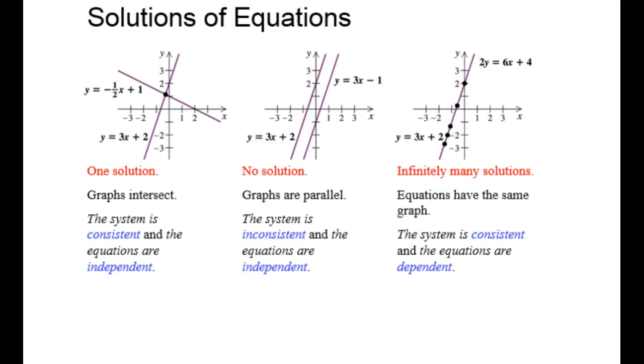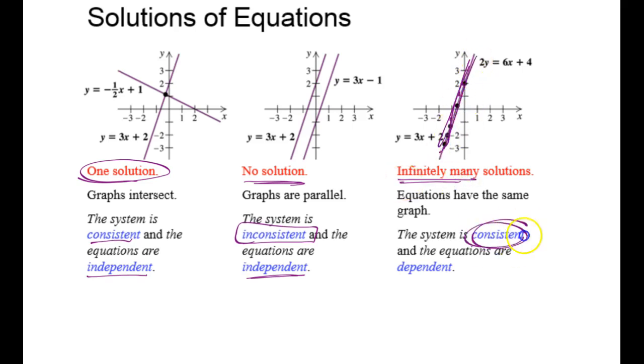So let's review. If we have one solution, it's called consistent and independent. If we have no solution, it's inconsistent and independent. And if we have line A falling on top of line B, we have infinitely many solutions. Remember, consistent means we have solutions. So we have solutions for A and C. Here's one solution, here's infinitely many. That's what consistent means. We have solutions.